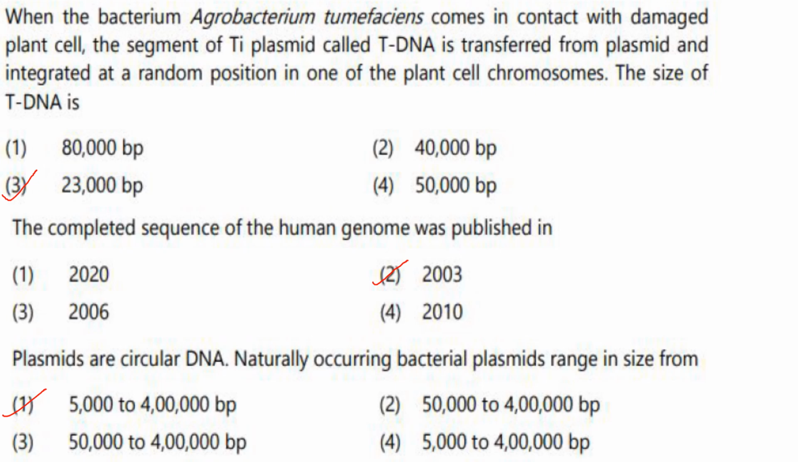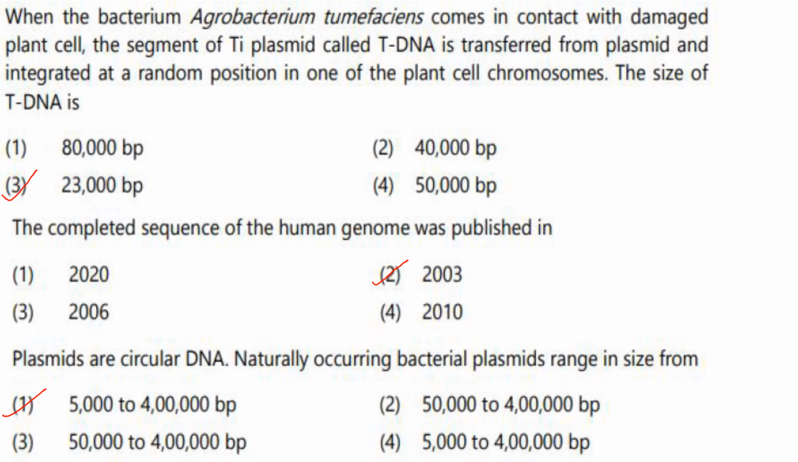Now what the question is, what is the size of this tDNA in the Agrobacterium tumefaciens Ti plasmid? So the answer here is 23,000 base pairs. Answer is option 3. Then next one.